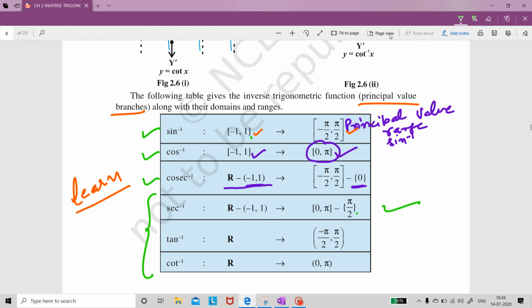And similarly, we have defined tan inverse function. Its domain is the set of real numbers and its range is the open interval minus pi by 2 to pi by 2. And cot inverse x, similarly the domain is the set R of real numbers and its range is also the open interval 0 to pi.